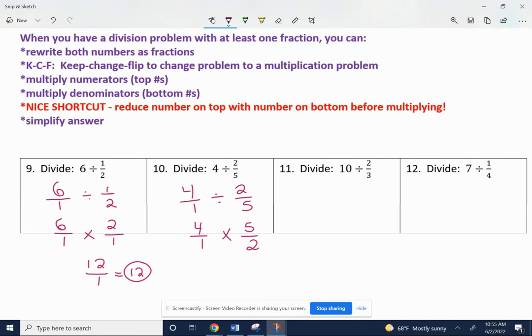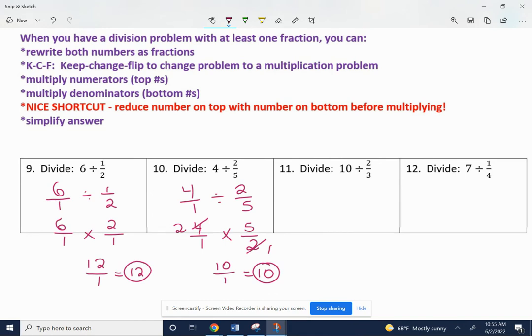Now we could just multiply the tops and multiply the bottoms since we have a multiply problem. But notice on this particular problem, we can reduce the 4 and the 2. 2 goes into both of those evenly. So I can take 4 divided by 2 is 2. 2 divided by 2 is 1. Now I can multiply the tops, multiply the bottoms. 2 times 5 is 10. 1 times 1 is 1. 10 divided by 1 is equal to 10.